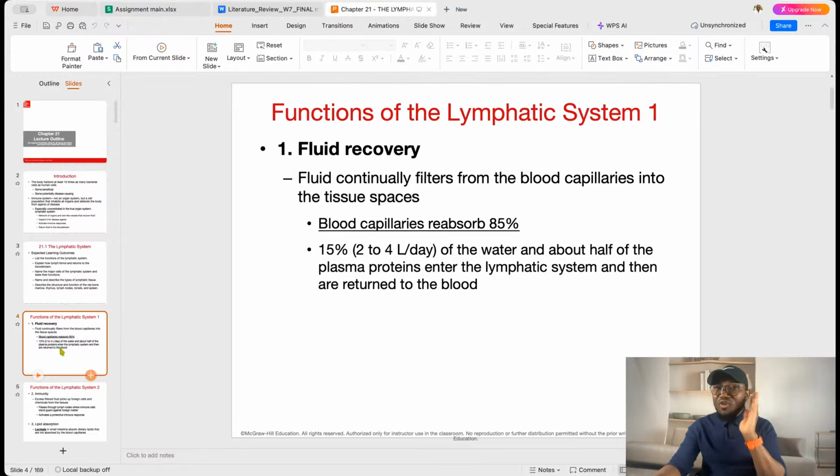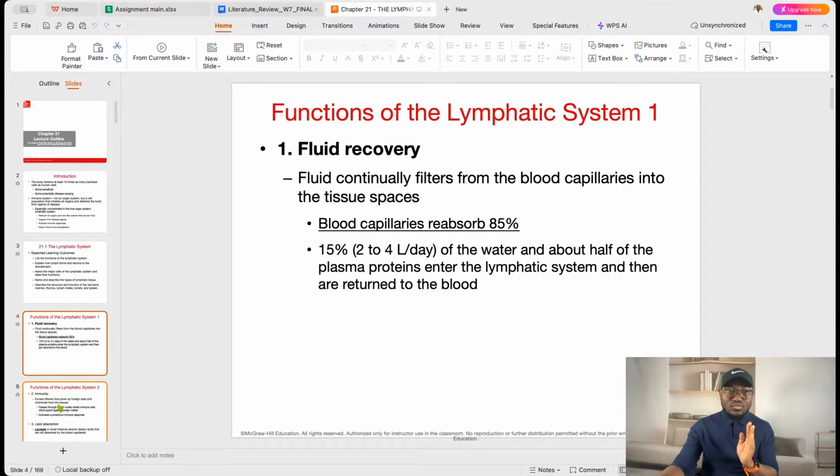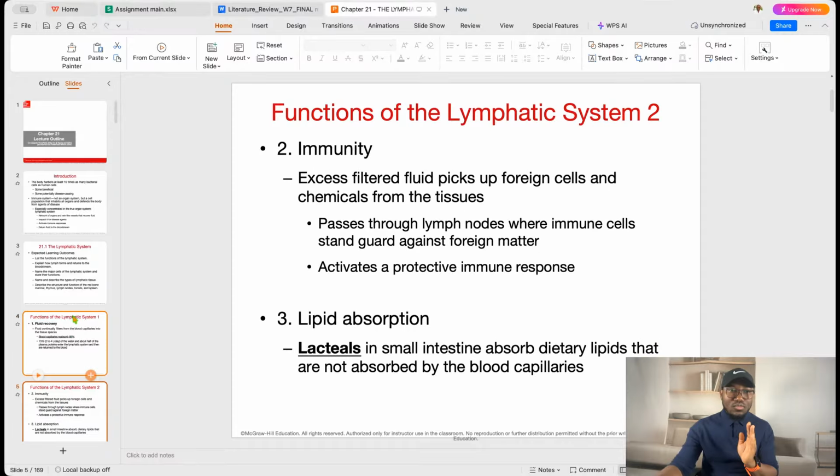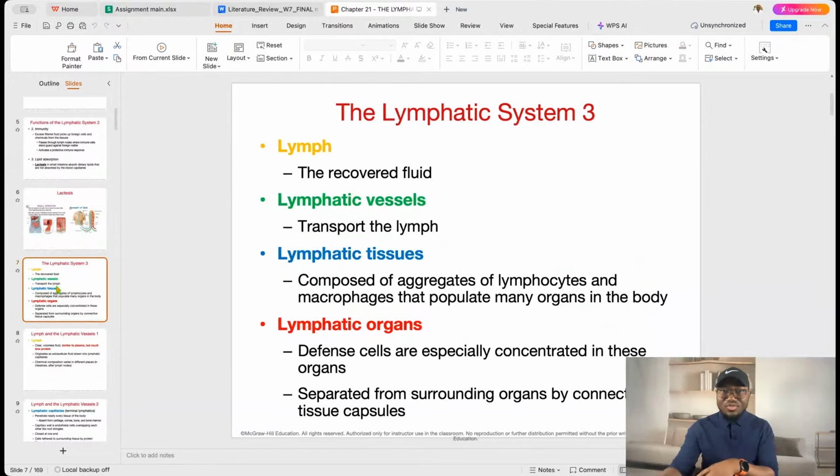They recover fluid. The immune system also handles lipid absorption using their lacteals. This is a description of lacteals and others. These are the things that they use. You need to know about the lymph, the lymphatic vessels, the lymphatic tissues, and the lymphatic organs.